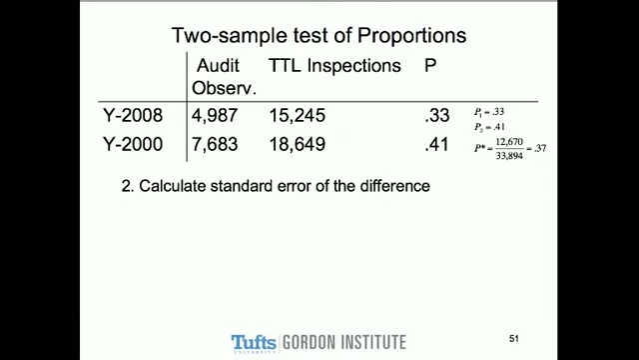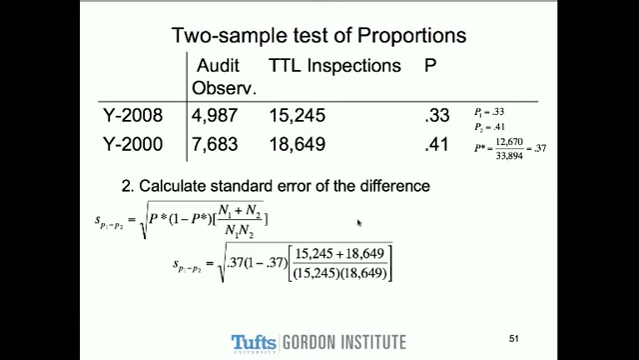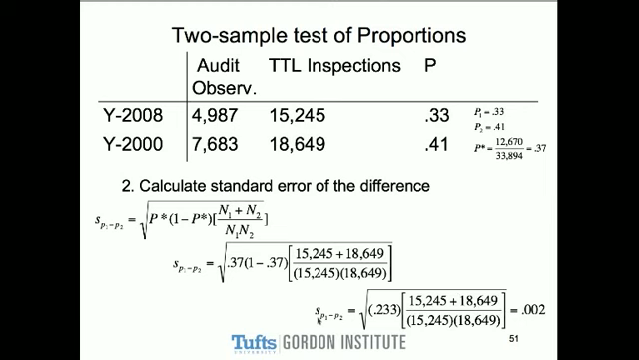The next step is to calculate the standard error of the difference, okay? And that's this equation right here, all right? And we have all of the information. We have P1, P2, and P star here, okay? And then we input that information right here, okay? And what we get for the standard error of the difference is 0.002.